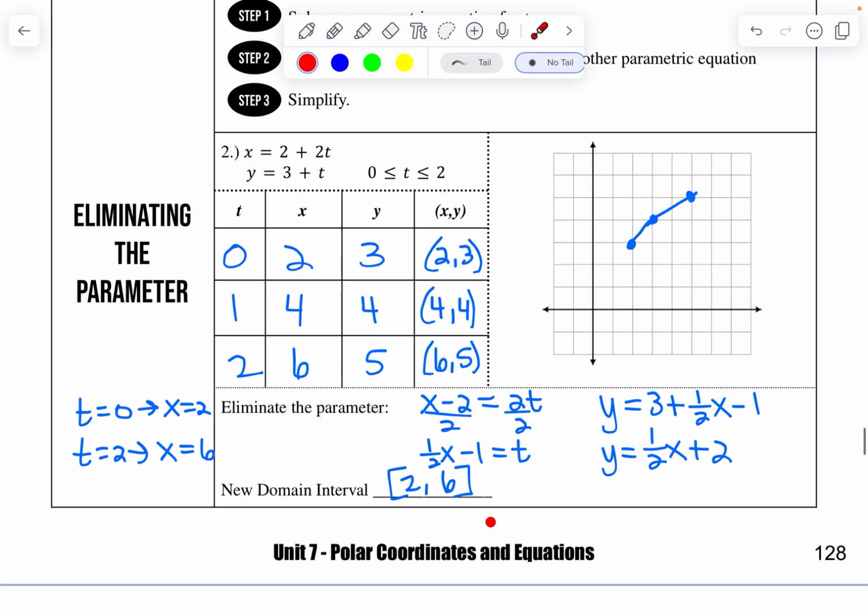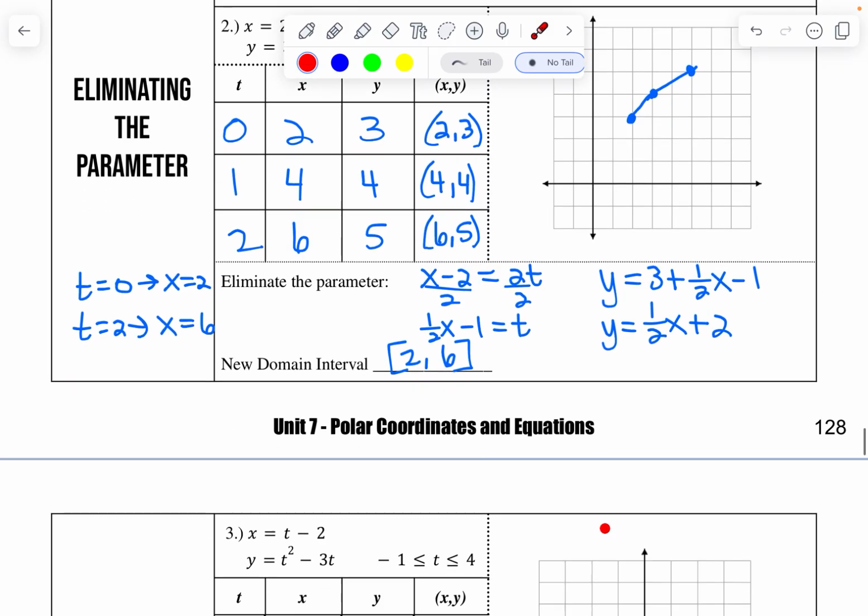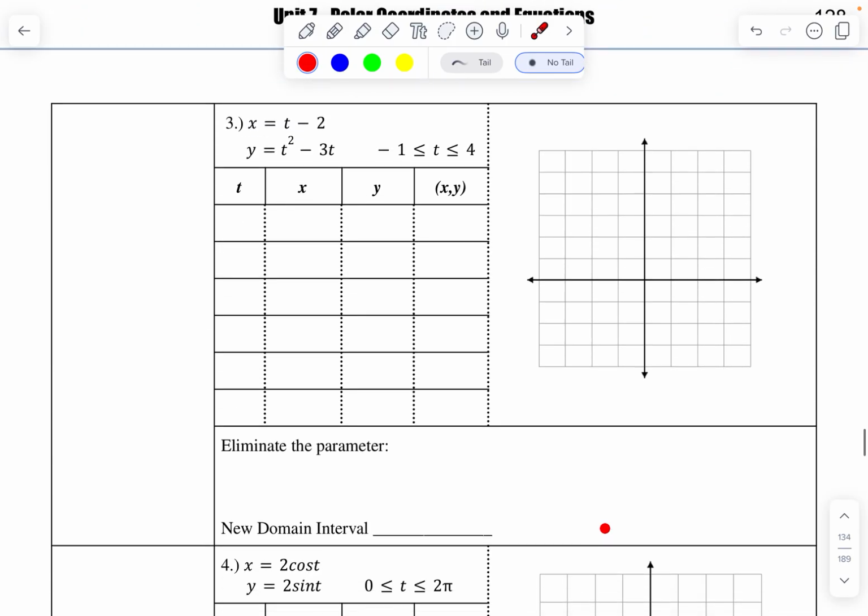All right, so on to the next one. So problem 3, x equals t minus 2, y equals t squared minus 3t. So let's do our table first this time. So we're supposed to use t values from -1 to 4.